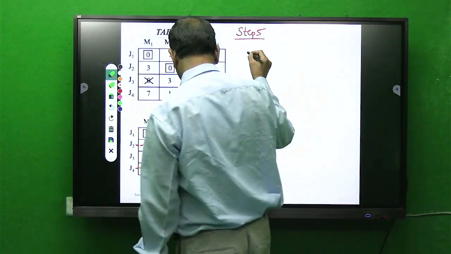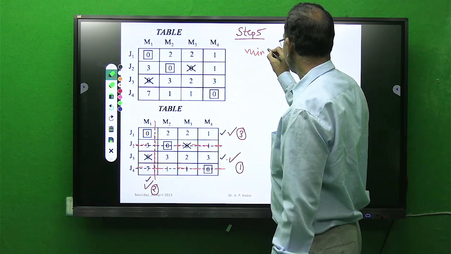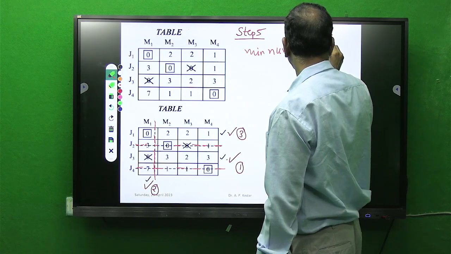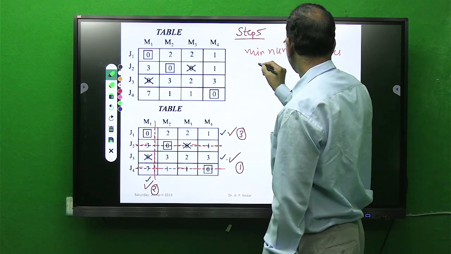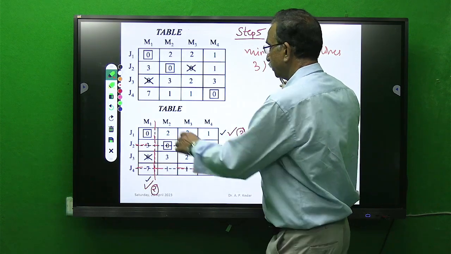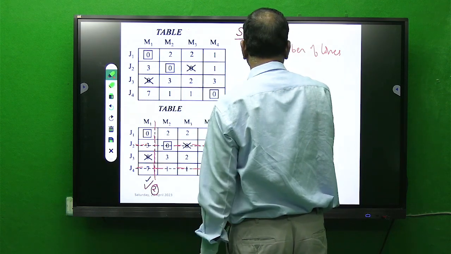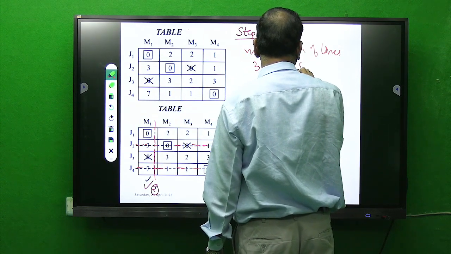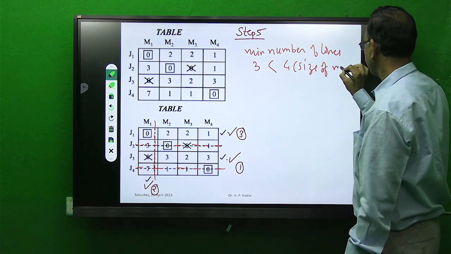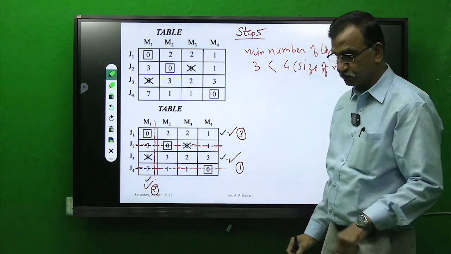So 1, 2, 3. Minimum number of lines 3, which is less than 4. 4 is the size of the matrix. Means improvement is possible. And what is the step in that?